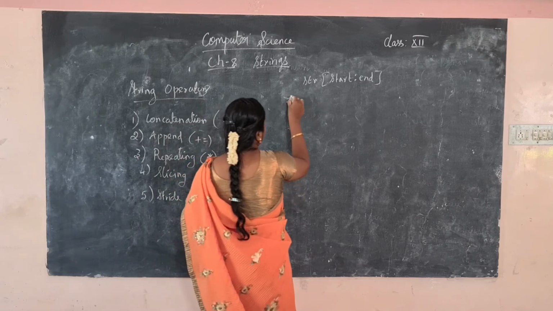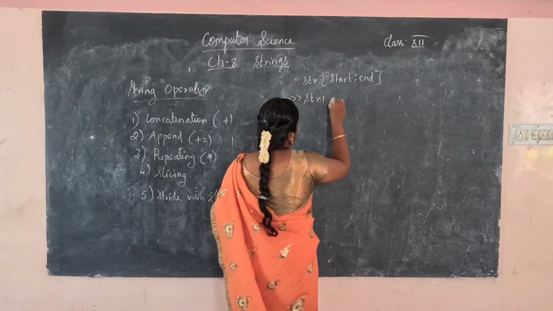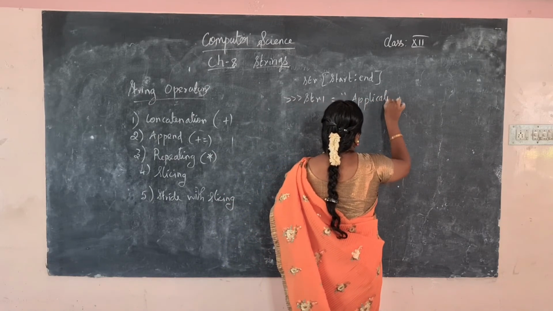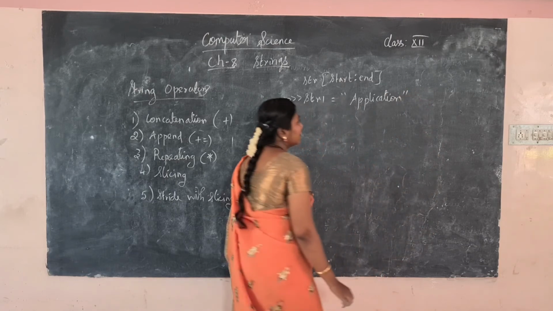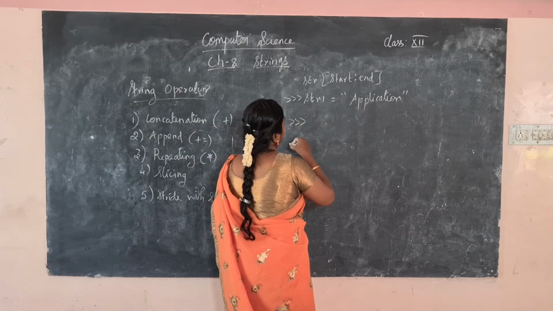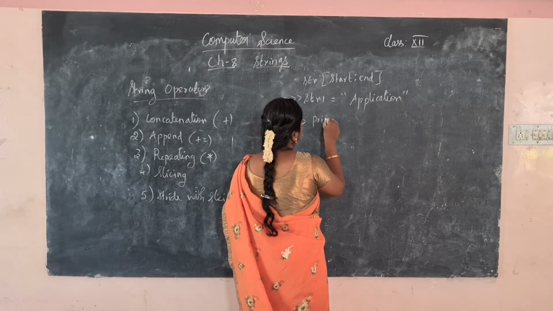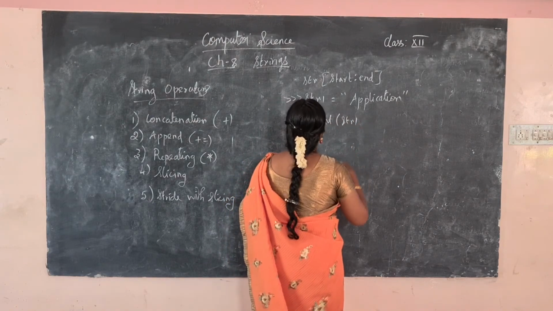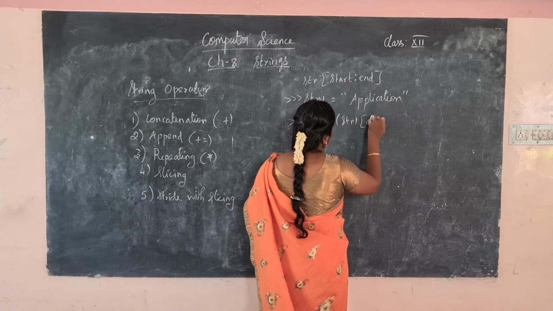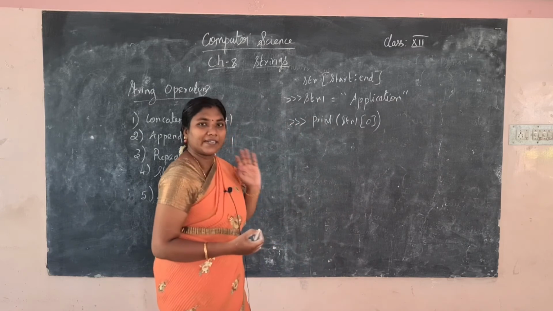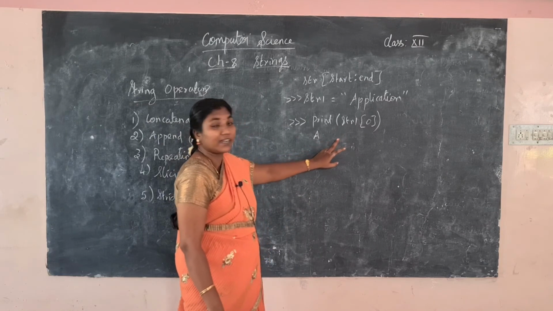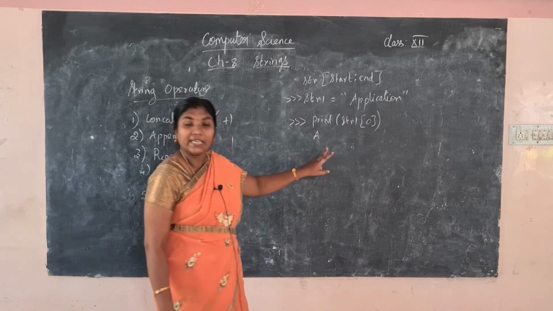Suppose I have a string 1. String 1 is equal to, let me take application, A-P-P-L-I-C-A-T-I-O-N. I have the word application in string 1. If I give print string 1 of 0, only that particular index value, that is A, will be displayed. So I will have my output as only A.